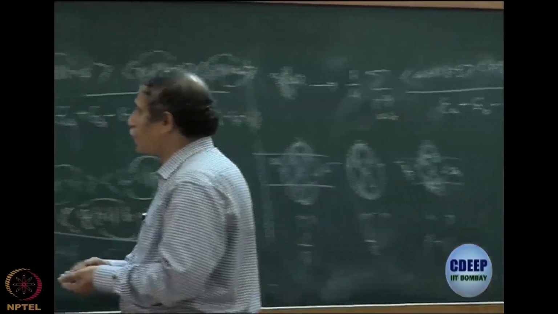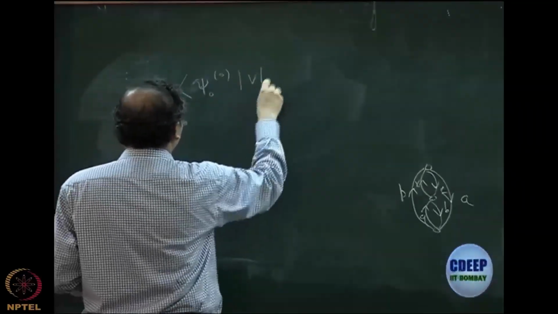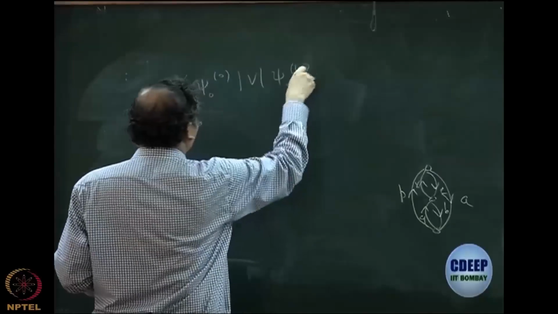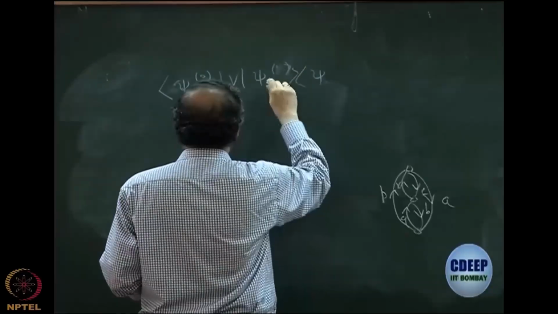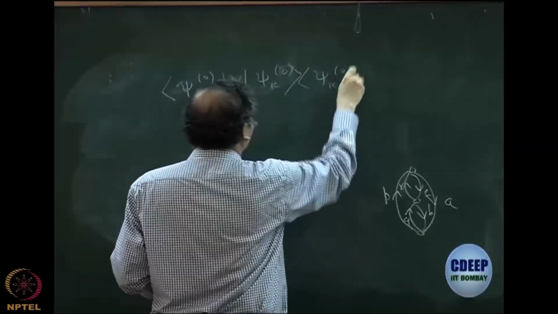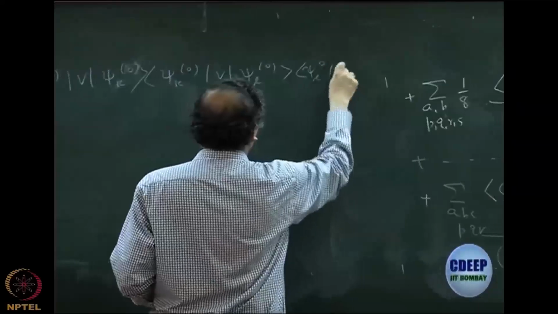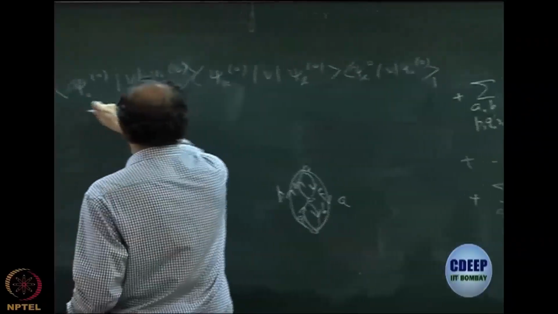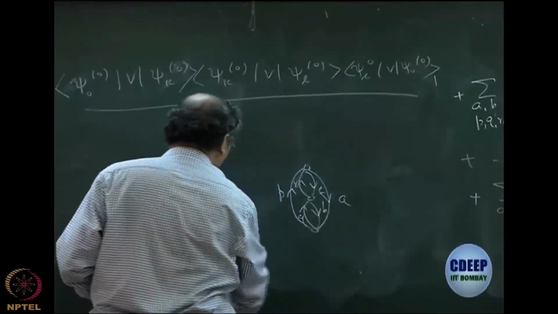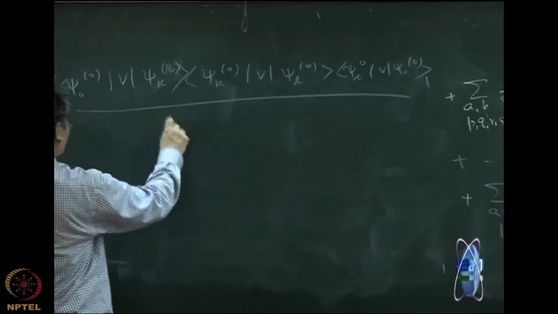I said that even in the first quantized form, if you look at the third order energy, it is psi 0 0, V, psi 0 k, then psi k 0, V, psi L 0, psi L 0, V, psi 0 0. Okay, so this is basically one of the major terms, and then of course you have a denominator.